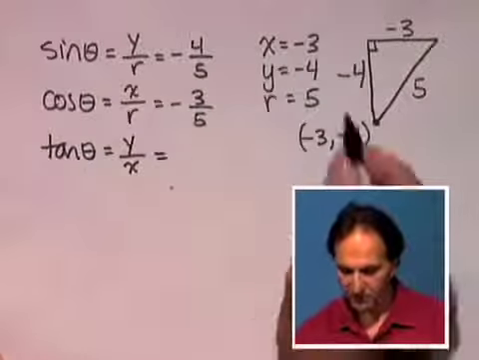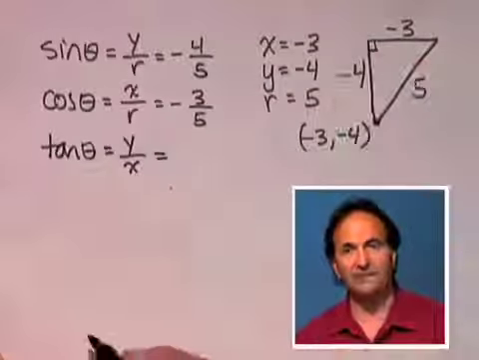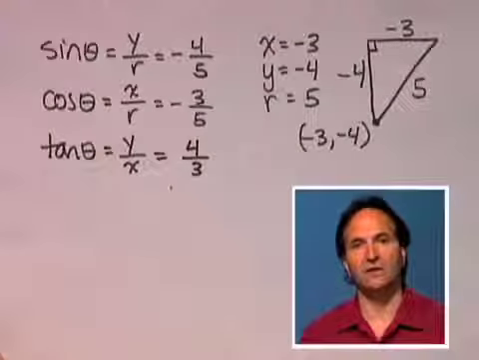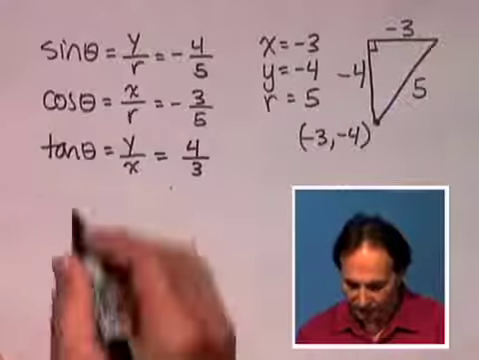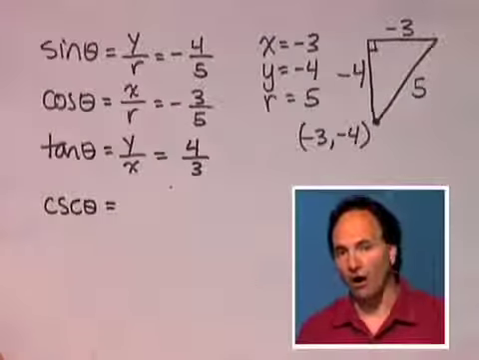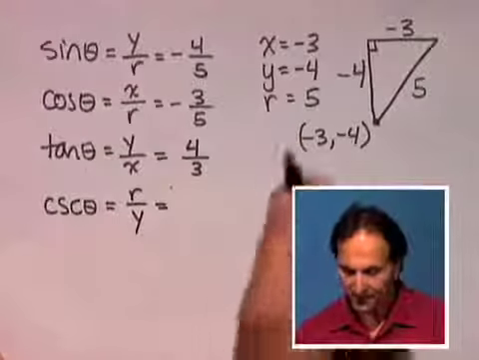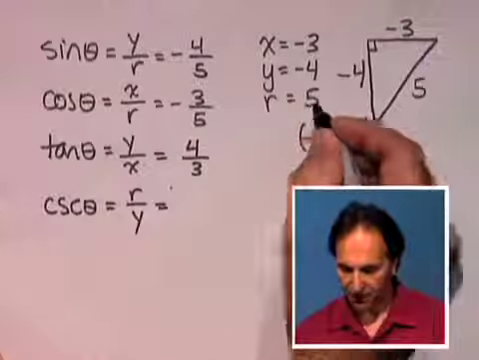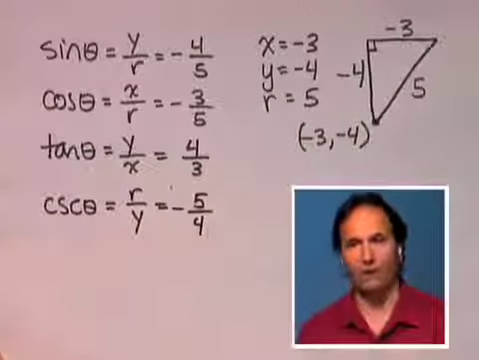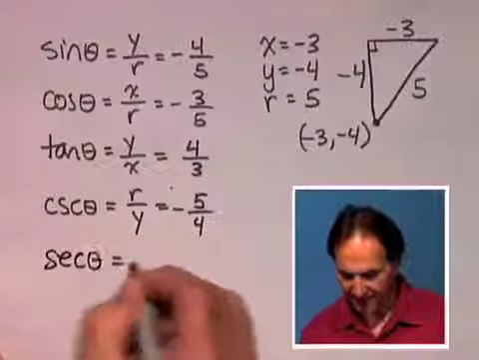That would be equal to -4 over -3. Negative divided by negative is positive, so tan theta is 4/3. For cosecant theta, that's equal to r over y. That would be 5 over -4, or -5/4.